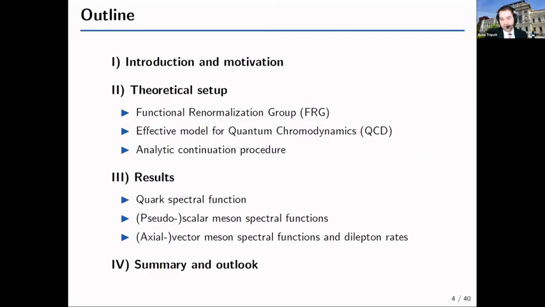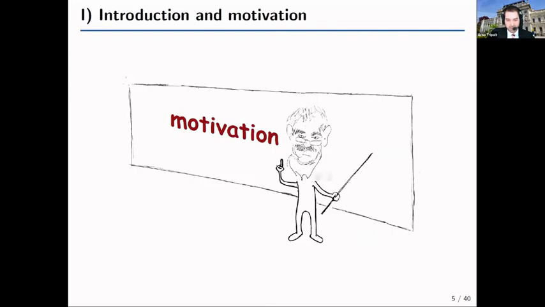I will then present results on the quark spectral function, the scalar and pseudoscalar meson spectral functions, so for the sigma and the pion, and then results on vector and axial vector spectral functions, so for the rho and the A1, as well as on dilepton rates in the end. So let me start with the introduction and motivation.